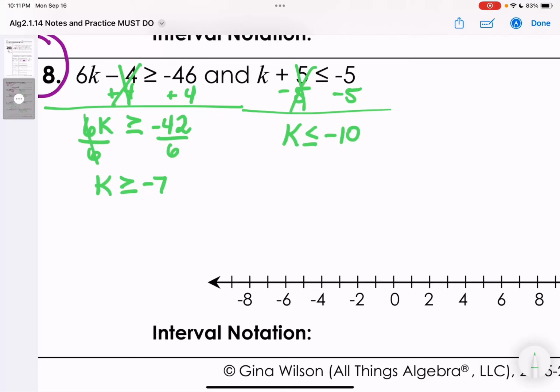So -10 is barely even on here. So it would be down here, and it's less than. And then K being greater than -7 or equal to is this way. You could graph this if it was an or situation, but it's not. It's and. So this one is no solution. That doesn't work because it can't be both less than or equal to -10 and greater than or equal to -7 at the same time.